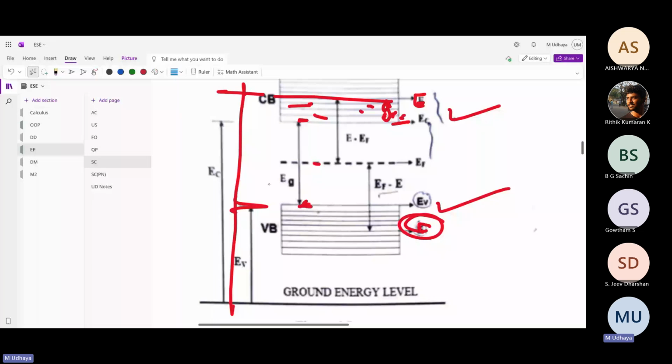Beautiful. There is a Fermi energy level which is in the middle. We are not putting it in the middle as of now. It is somewhere in between, so let's keep it there, EF.